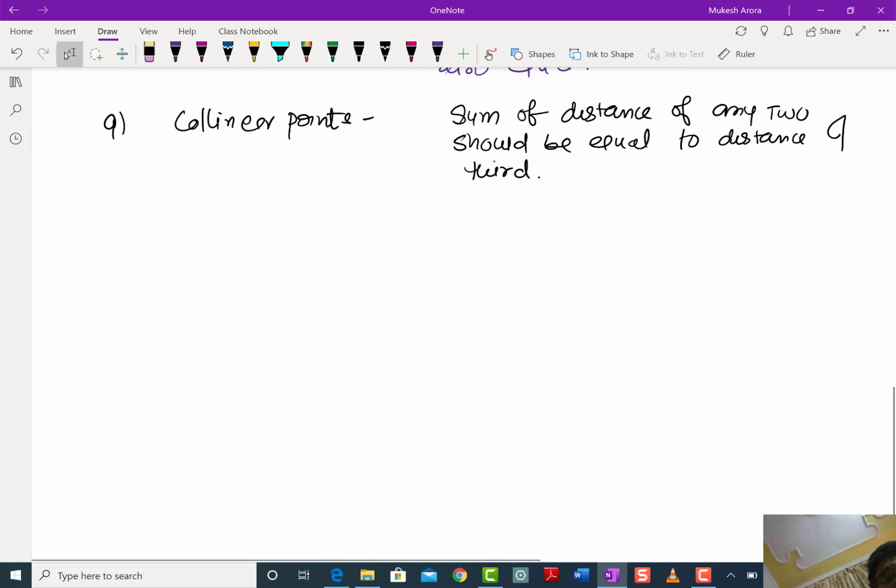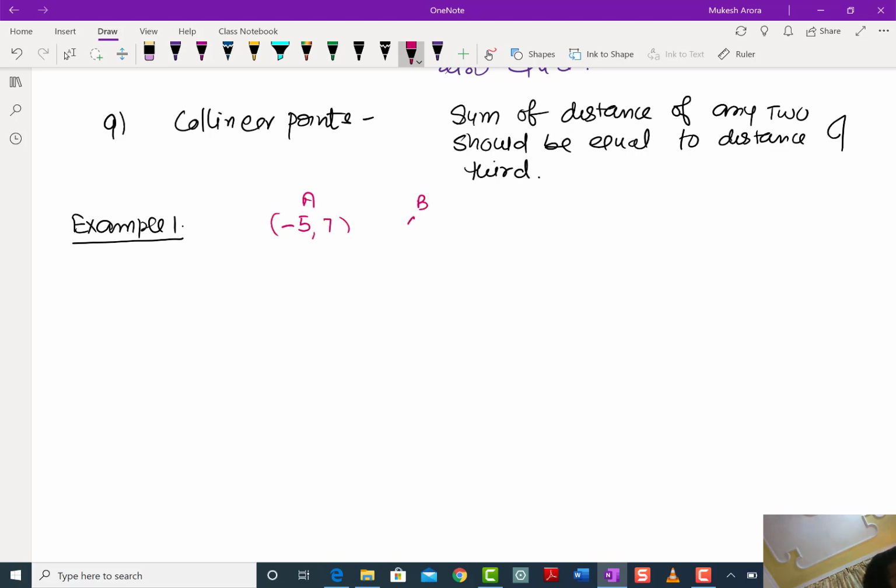Let's do a few questions. Example number 1. Points are given: A is (-5, 7) and B is (-1, 3). Find the distance AB. Solution.